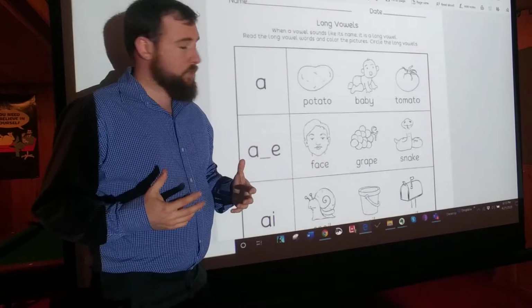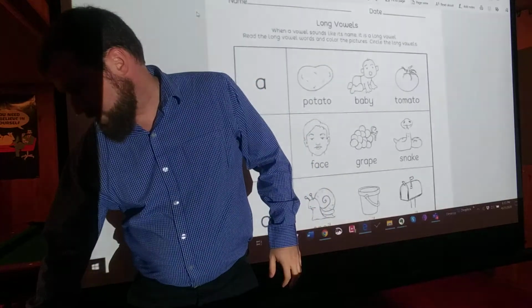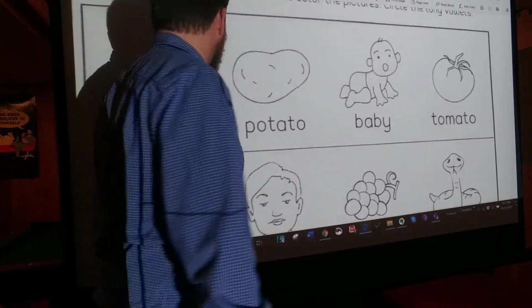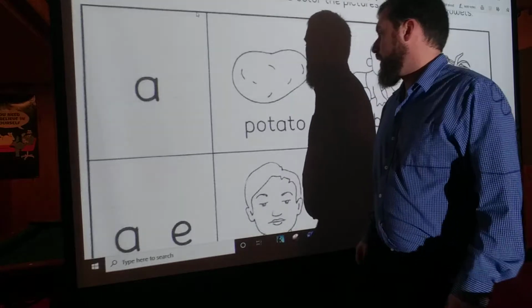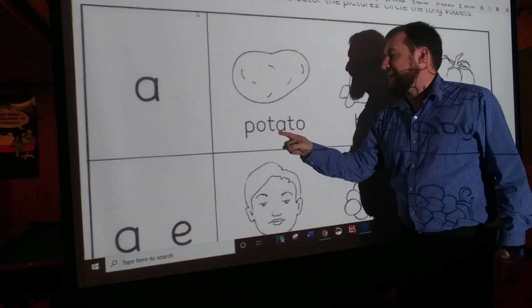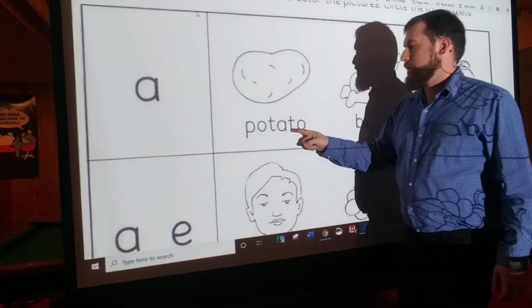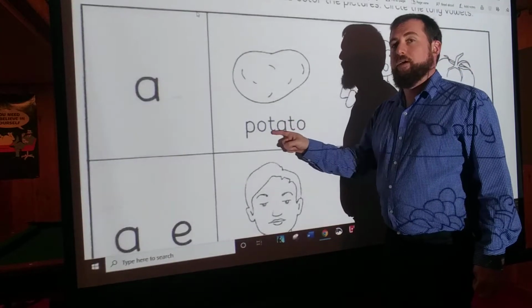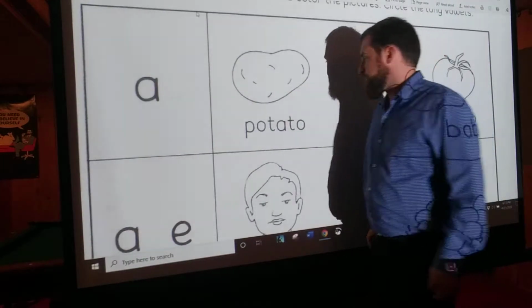Okay? So let's start out with this worksheet here. Take this out and follow along with me. We're going to give some examples of long vowel sounds. So for example, here we have the vowel A, and here we have our first word, potato. Po-t-a-to. So you notice how it says A. This isn't a potato, it's a potato, because A makes the long A sound here, okay?